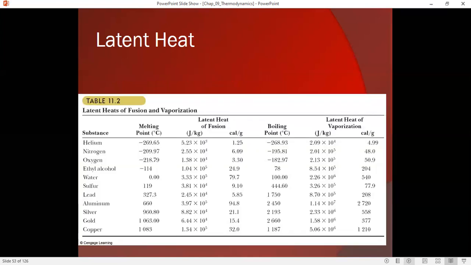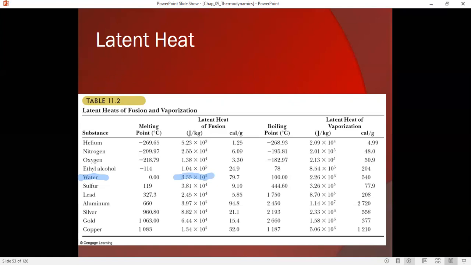Again, let's take a look at some different latent heats. It's remarkable to look at water. Water is really the interesting thing here. Here is water right here. And the latent heat of fusion is 333,000 joules per kilogram. It takes a lot of energy to turn water from ice into a liquid.